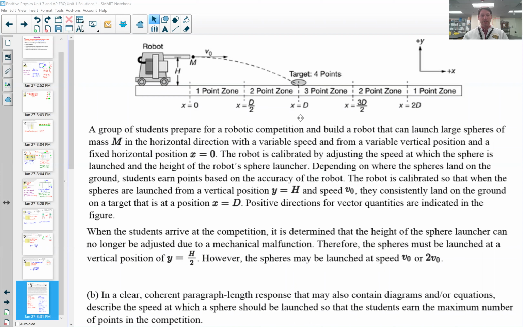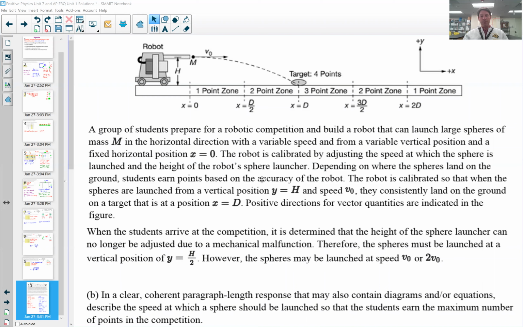And so the scenario here we see at the top, the target is 4 points if you can hit it. If you fall really short, you only get 1. If you fall a little short, you get 2. If you go a little bit long, you get 3. And then if you go much farther, 2 and 1. So you can see they're trying to get as close to the target as possible.